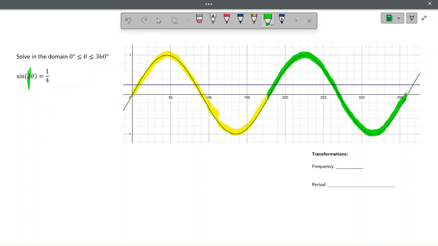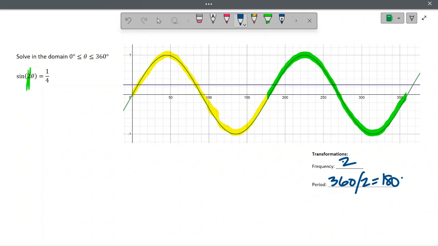Our frequency is 2. So I'm going to go ahead and jot that down over here. And then I'm going to just find the period right away. 360 degrees divided by 2 is 180. That is our period, and we'll come back to why that matters in a second.